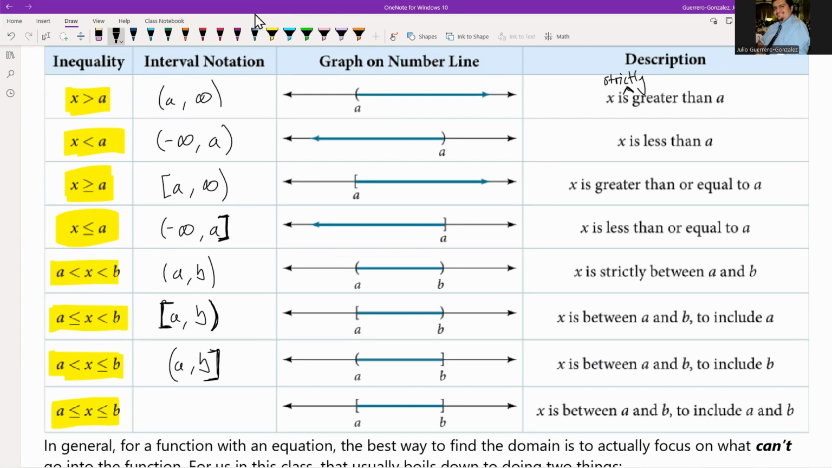All done. And then the last one. Suppose I want both ends, right? It's still A to B, but in this case, bam, and bam. I'm going to use the brackets on both ends. Okay? All right. So now that we know how to use interval notation, this was a means to an end.